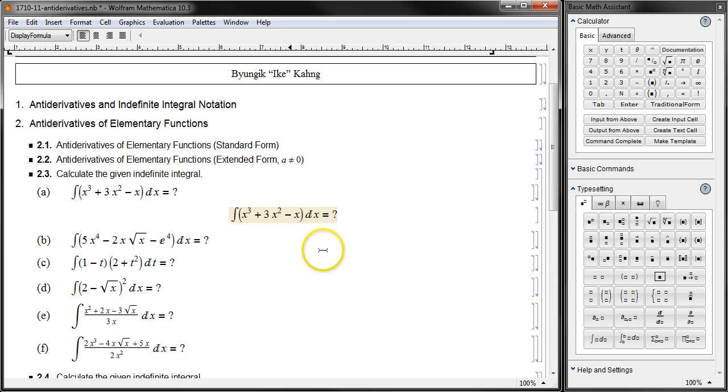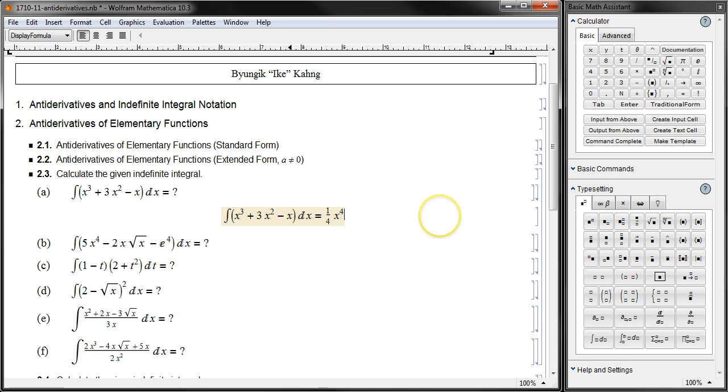Alright, let's work out the antiderivative. Antiderivative of x to the third power, what is it? Raise the power by 1 and divide. Simple. 3 is coefficient, so stay there. And x to the second power, raise the power by 1 and then divide. Minus x, raise the power by 1 and then divide. And we have plus c.